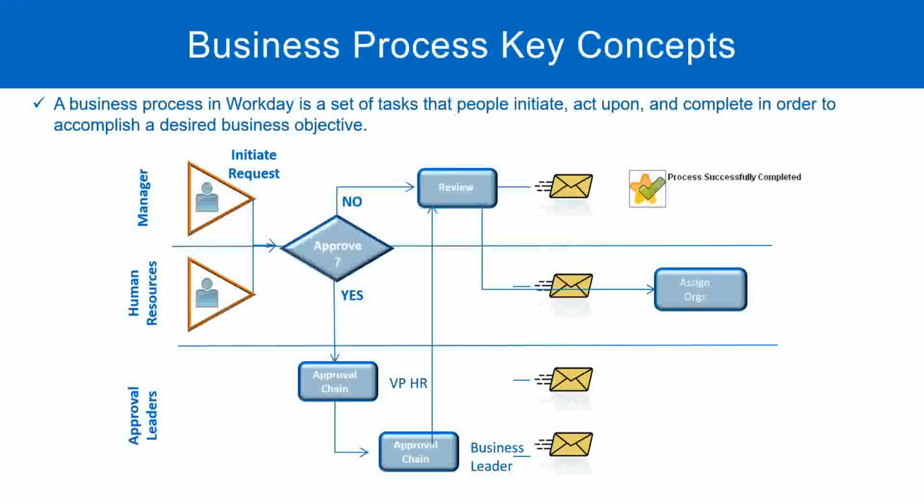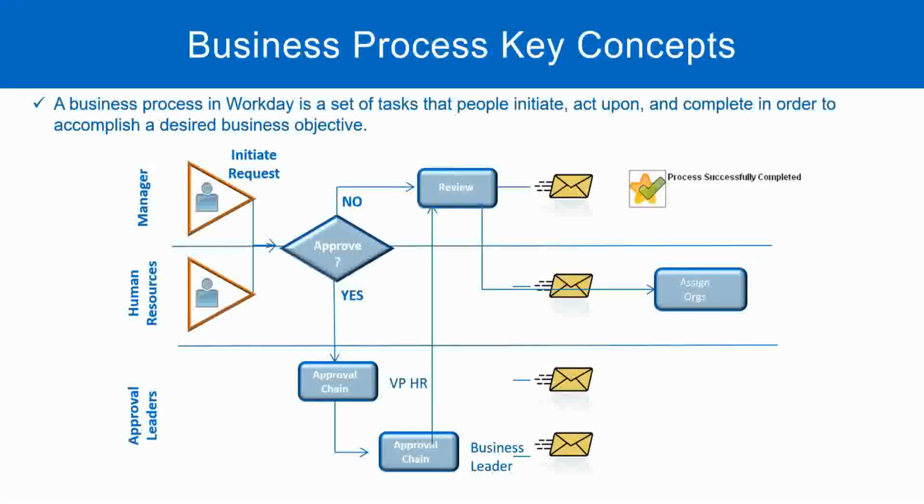To whom? It goes to some higher up leaders. Like for approval chain, it goes to VPHR, and then it also goes to the business leader. After the business leader finishes the approval, it goes back to review. And then we do the assigned organizations, and done. Correct. So after the assigned organizations is done, we say the process is successfully completed.